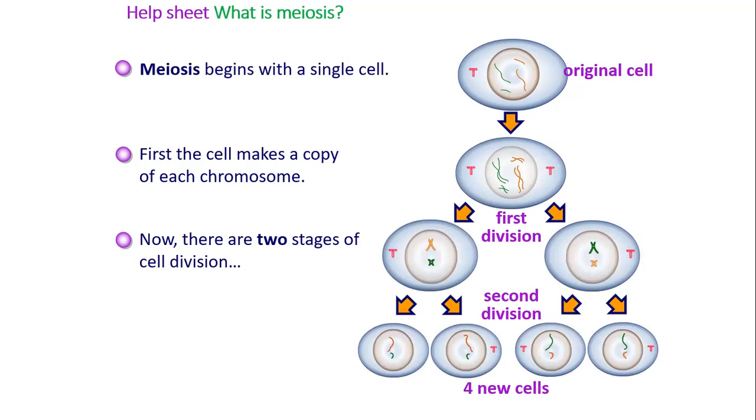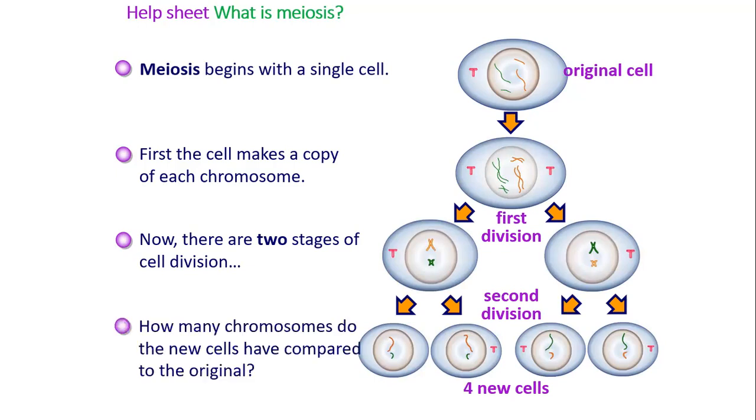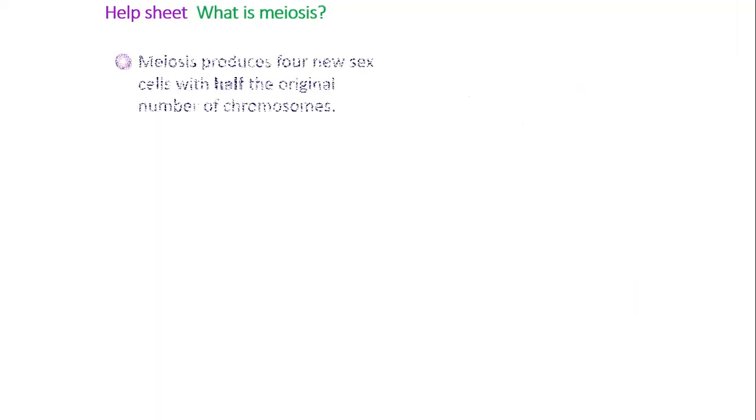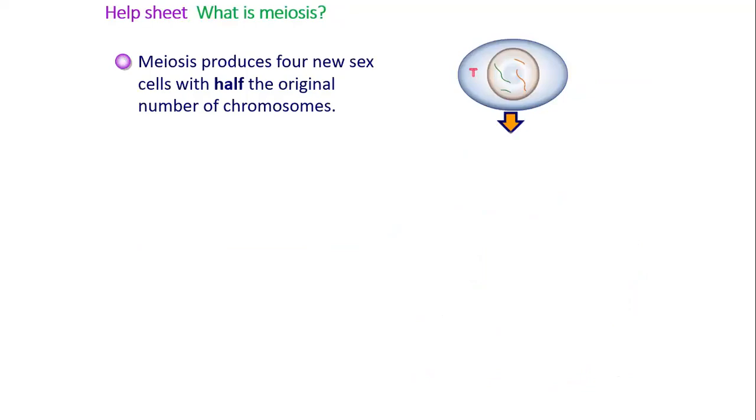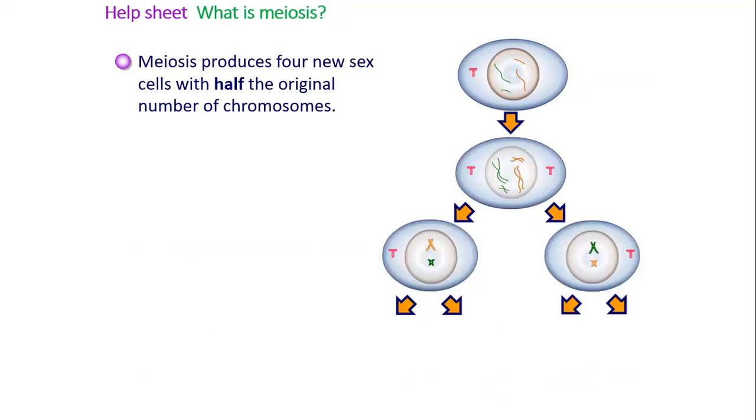Obviously, here we're talking about gametes, sex cells. So those 4 new cells, those 4 daughter cells at the bottom, they're going to have half the amount of chromosomes as the original cell had. So how many chromosomes do the new cells have compared to the original? They have half the amount. So meiosis produces 4 new sex cells, and they have half the original number of chromosomes.